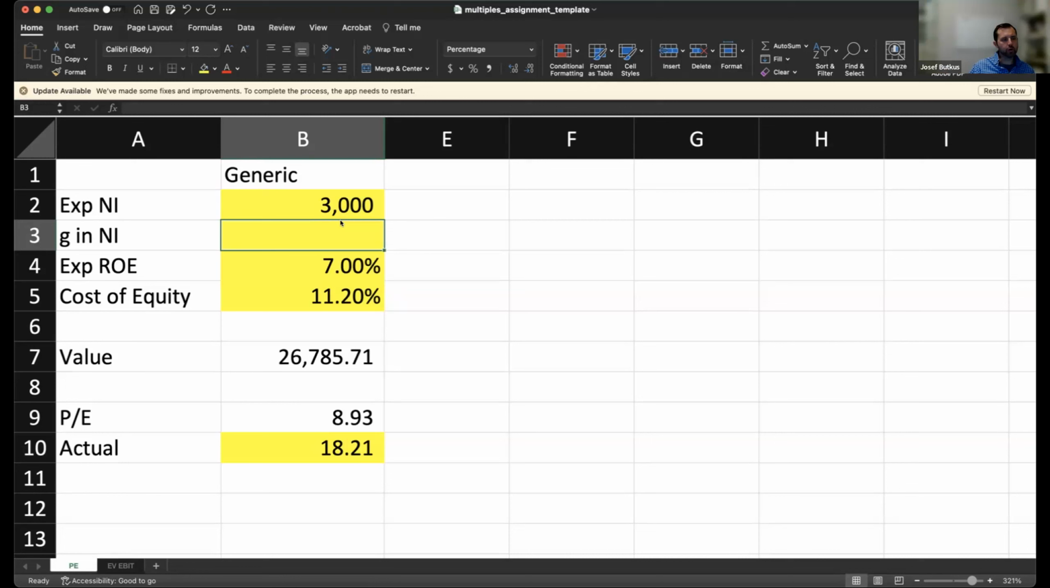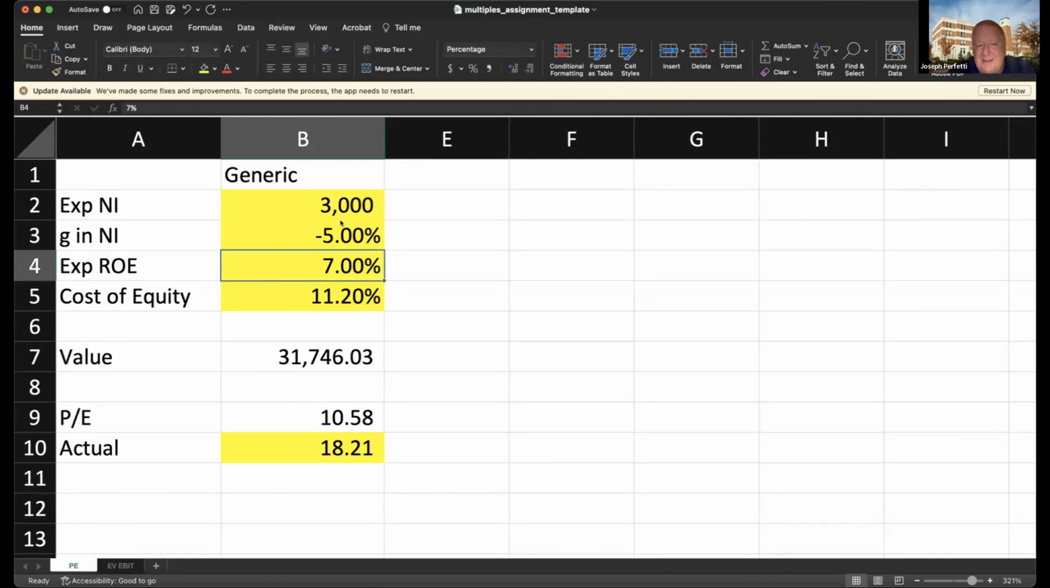Negative growth. Okay, so I could put in negative growth, negative 5%. That starts to move my G. But think about what a negative G really means. It means their net income is going to get lower and lower and lower by 5% a year forever. The cash flow is just going to keep going down by 5%. That's what negative G technically means.